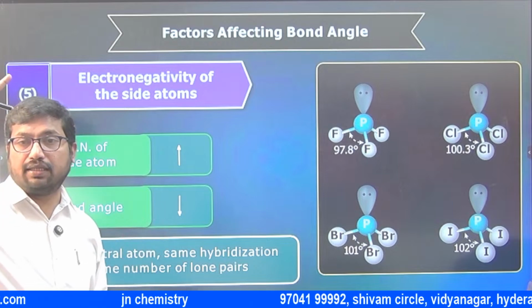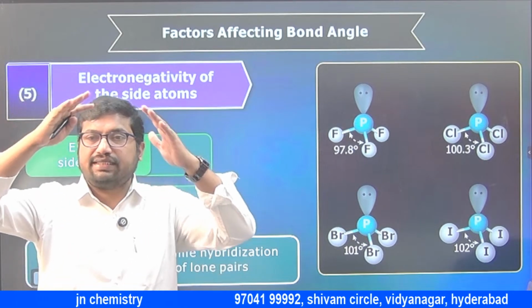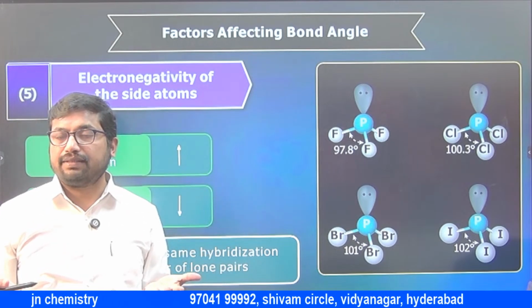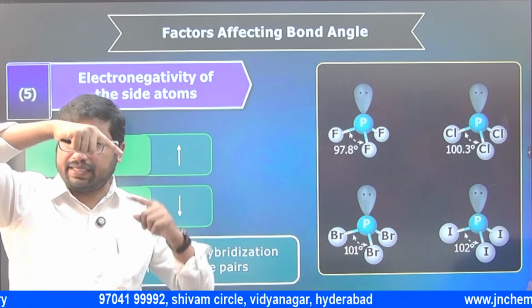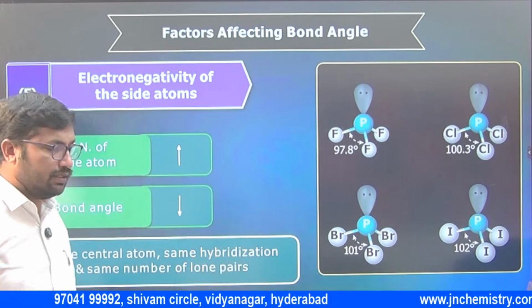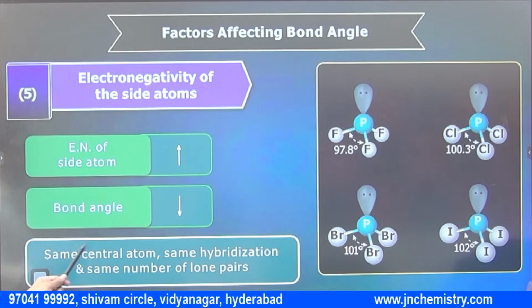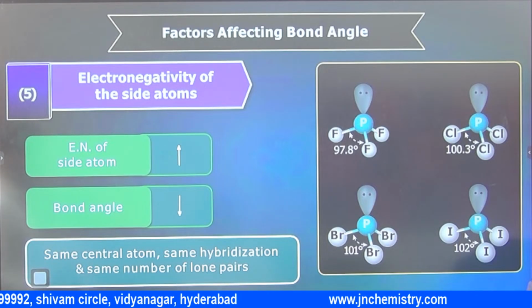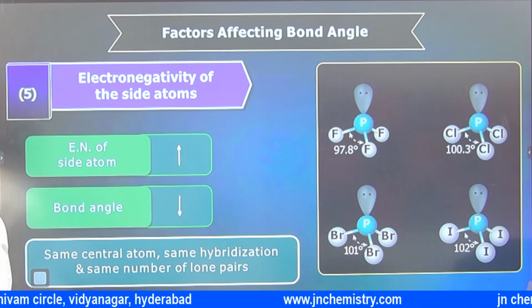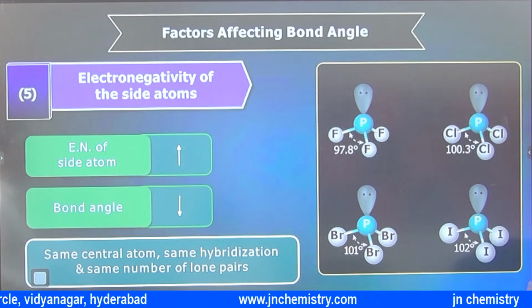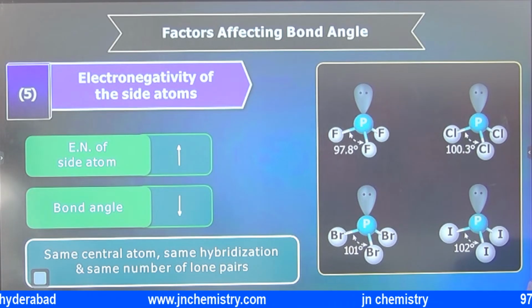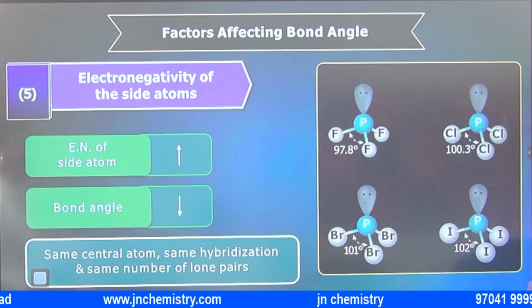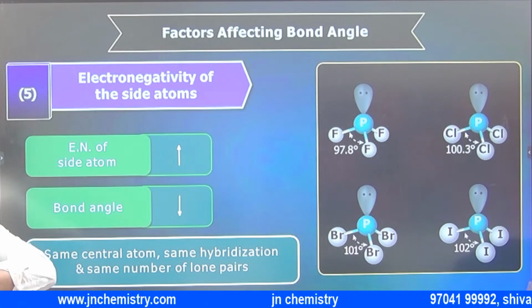This is the same point. Because we know if the size increases, automatically what happens to electronegativity? The first statement which I gave you, that is exactly what you told. The same thing, write it down: same central atom, same hybridization, same number of lone pairs.